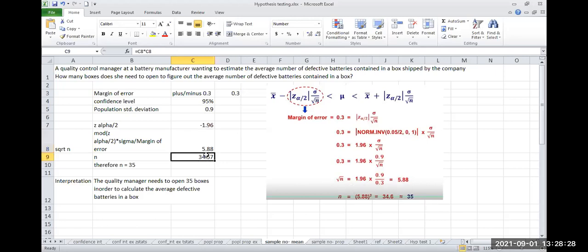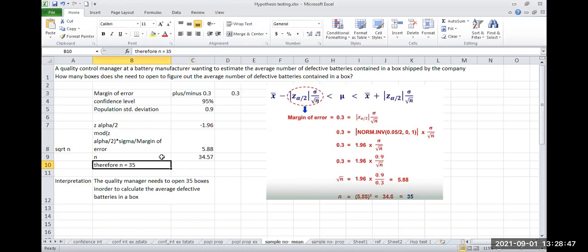The next thing is the calculation of n. You just multiply it twice and you get your value as 34.57. Now, batteries cannot be in decimal places like 34.5, so we round it off to the next nearest number, 35. So the total n value becomes 35.